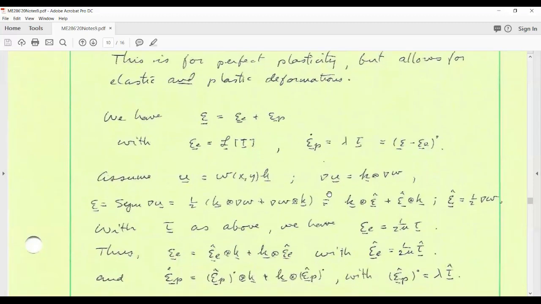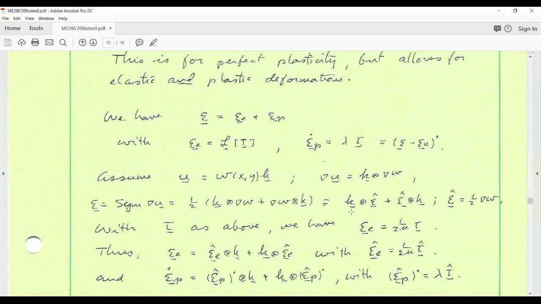And naturally we'll assume a displacement field of anti-plane form, some scalar field W, a function of in-plane coordinates x and y, along k. That's consistent with our assumption that the velocity field is also W dot along k, obviously. Let's suppress the time dependence for now. The spatial displacement gradient then is just k tensor product gradient W, where that gradient is two-dimensional. The strain is the symmetric part of that, that's here.